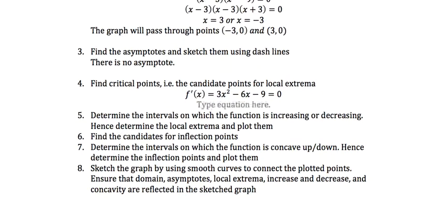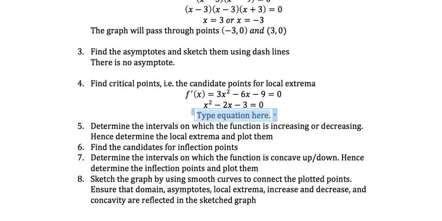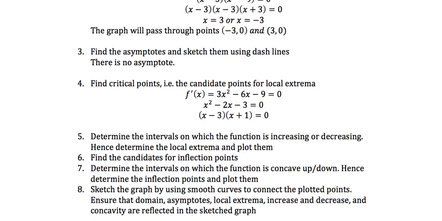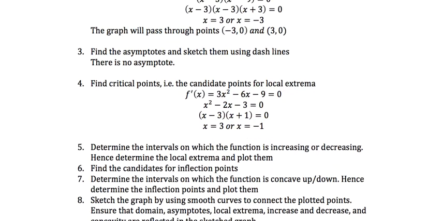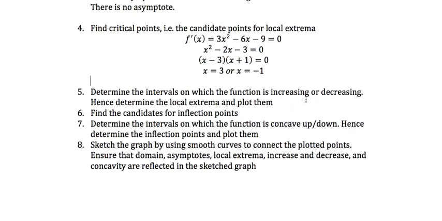To solve this, you can simplify it first if you wish to, or you can directly factor 3 out. For example, I would like to simplify it, so I divide both sides by 3. So I get x^2 - 2x - 3 = 0. That will give me (x - 3)(x + 1) = 0. So that gives me the solution, which is x = 3 or x = -1. So we have two candidates for local extrema, x = 3 or x = -1.